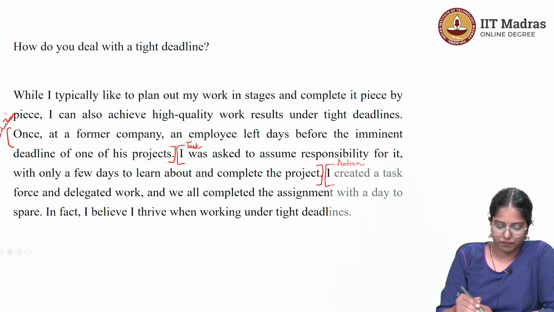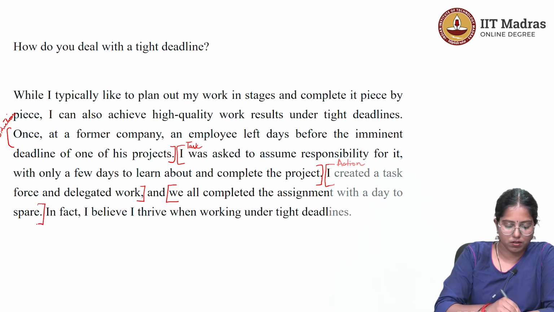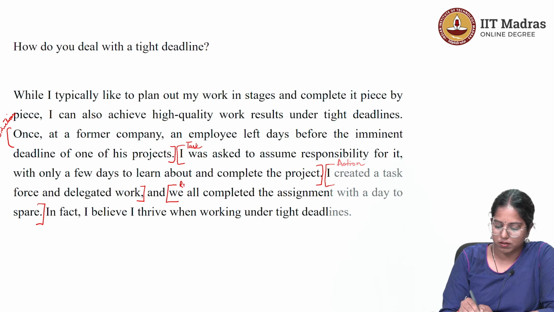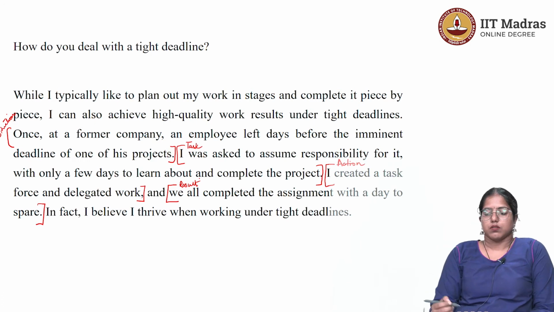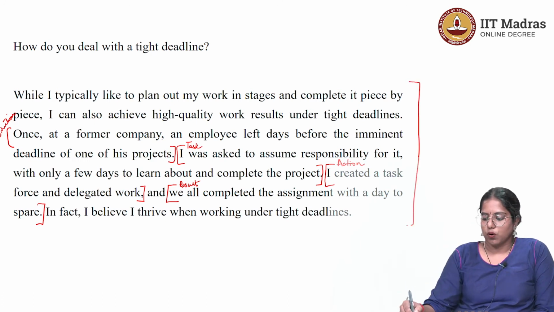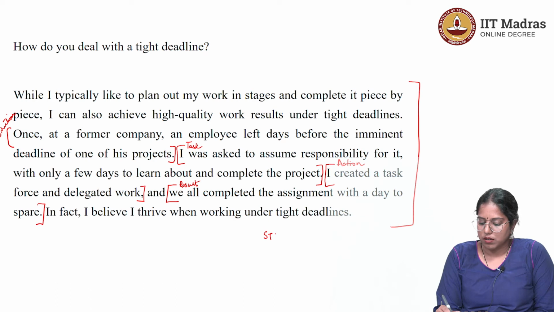And look at the result. We all completed the assignment with a day to spare. So, this is an example of the STAR method of answering interview questions.